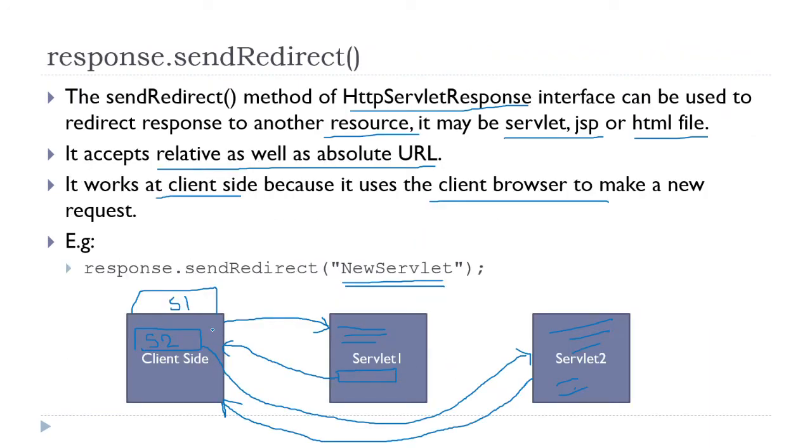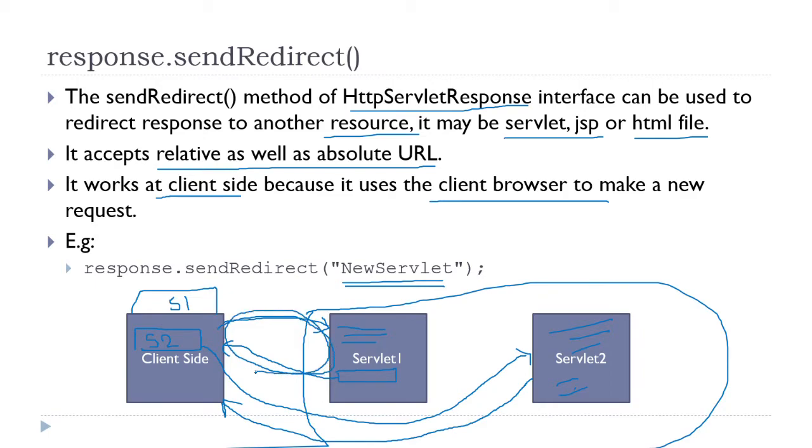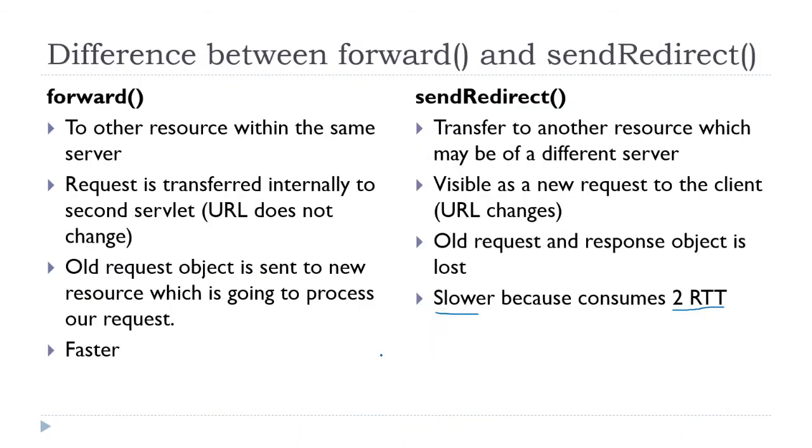So it requires 2 round trips from the client to the server side. So this is the server side, and the first round trip is this, wherein it sends the request to the servlet 1 and receives a response. And the second trip is when it sends a new request to servlet 2 and then receives the response from servlet 2. That is why the send redirect method is slower.